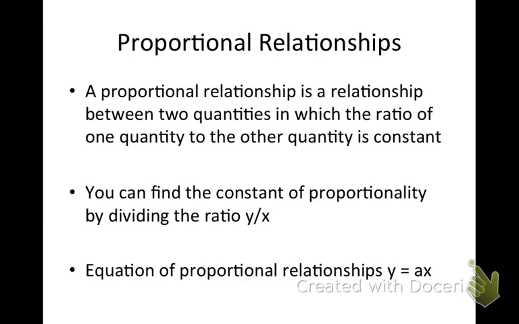The equation for proportional relationships can be written as y is equal to a times x. In this case, this a is called the constant of proportionality, because if we solved both sides of the equation for a, we would be dividing by x. So y divided by x equals a, and this is that scale factor or that constant of proportionality. And so we'll be using this information in the next example.